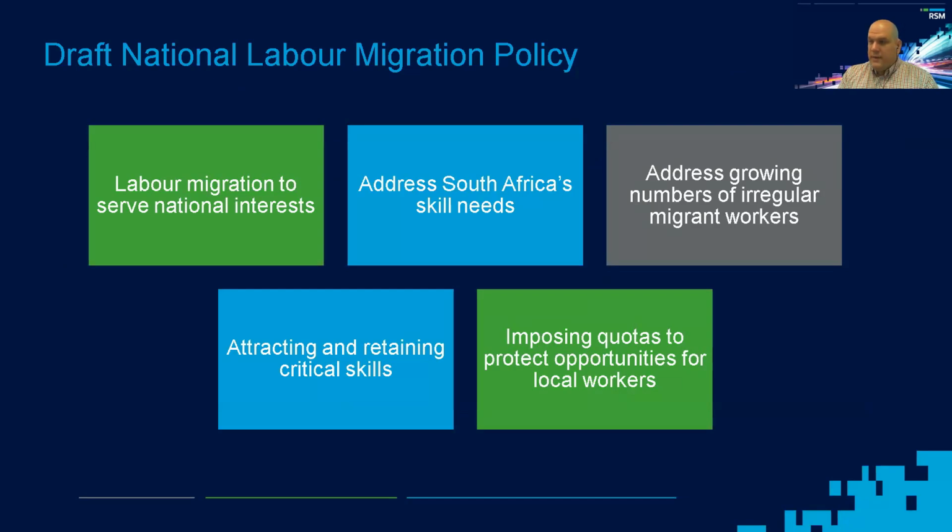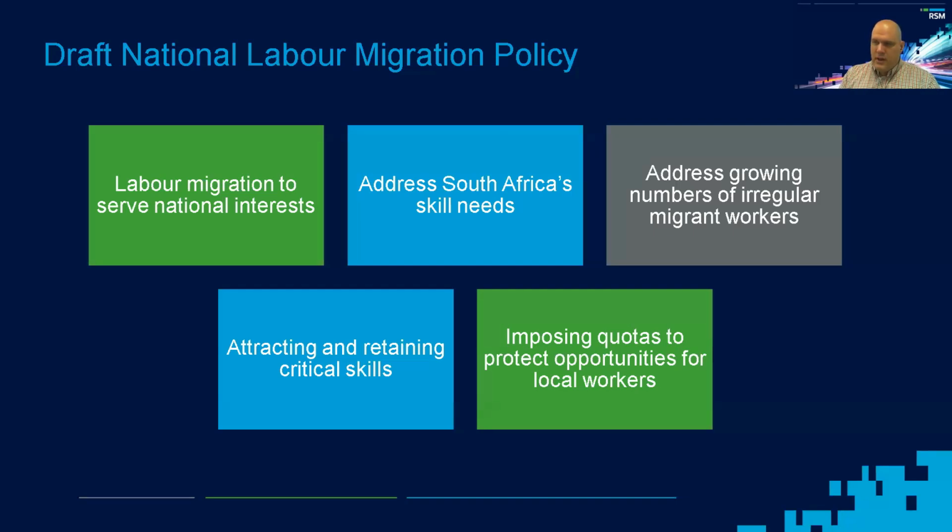And one of the other issues that it seeks to readdress is this growing number of irregular migrant workers in South Africa. All of us are aware that multiple countries provide migrants into South Africa, whether they come from Zimbabwe, Mozambique, Malawi, or even further north, Congo. They end up in South Africa, and a large majority of them are undocumented and look for work as irregular laborers. Now, what the draft policy also seeks to do is to attract and retain critical skills.